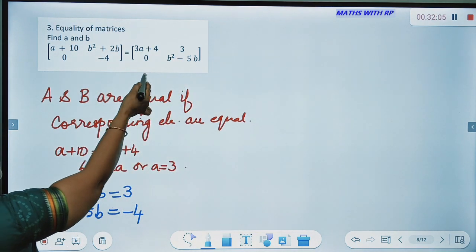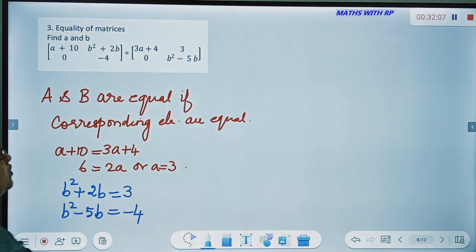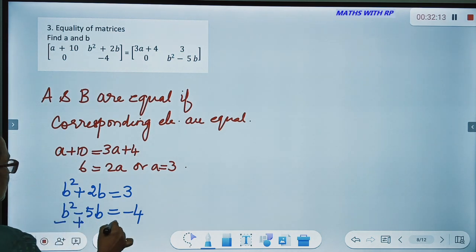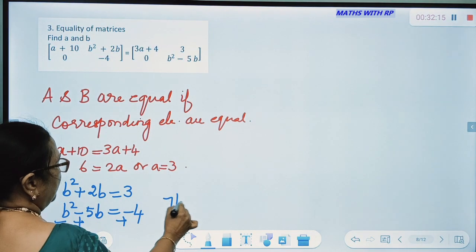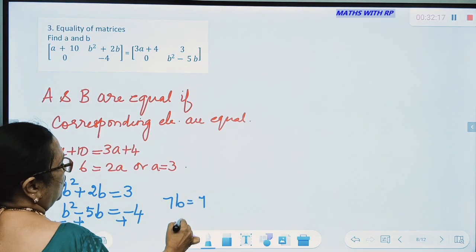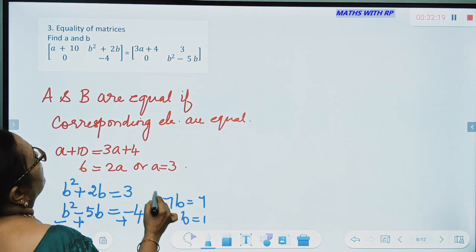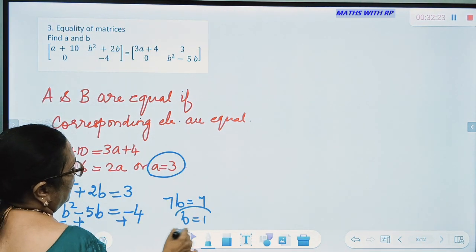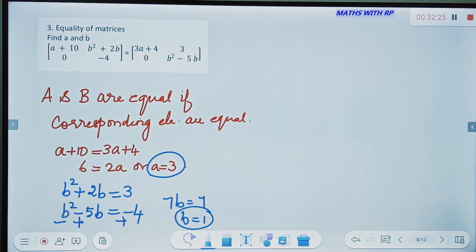0 is of course equal to 0. Minus 4 is equal to B square minus 5B. Now I am going to just subtract. So when I subtract, what happens? I get 7B equal to 7, or B equal to 1. So when A is 3 and B equals 1, you will see that the matrices are equal. Since they are given to be equal, we are solving and finding out the values of A and B.